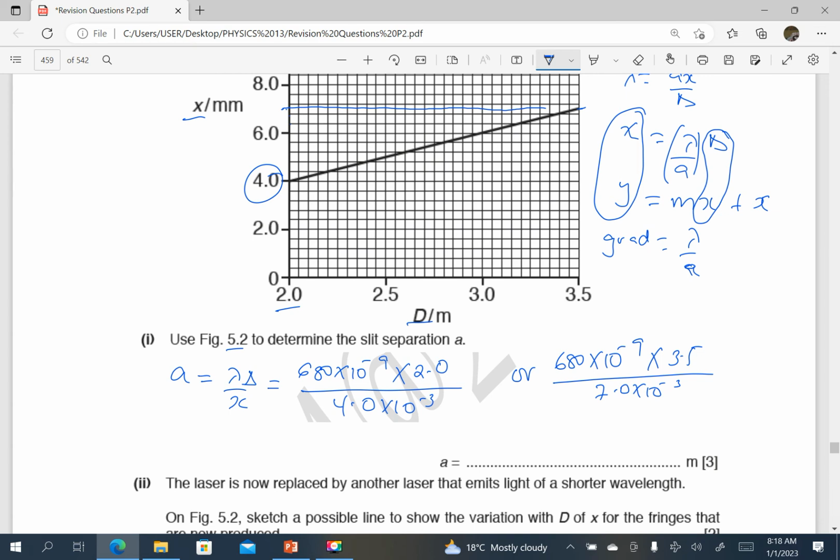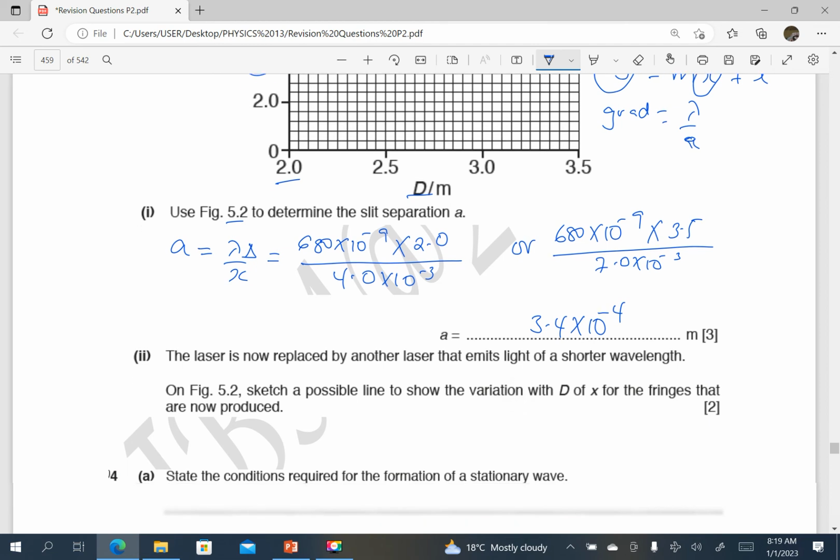I will simply press my calculator to find A. You could choose different corresponding values of x and D, no problem. So I have 680 exponent negative 9 times 2 divided by 4 exponent negative 3. So I'm getting exactly 3.4 times 10 power negative 4. Let me check again: 680 exponent negative 9 times 2 over 4 exponent negative 3. Yes, 3.4 times 10 power negative 4. It's always good to check your answer.